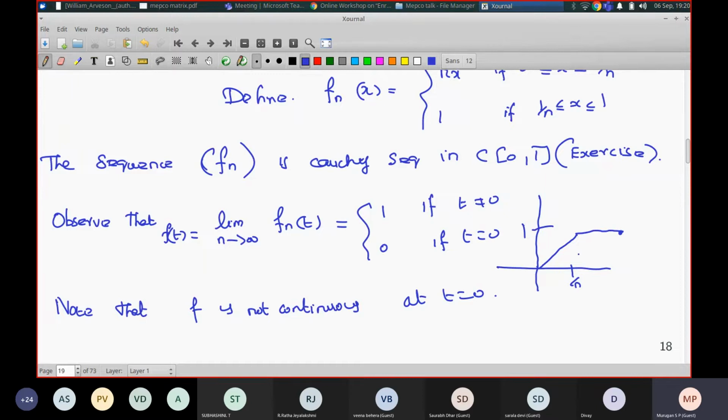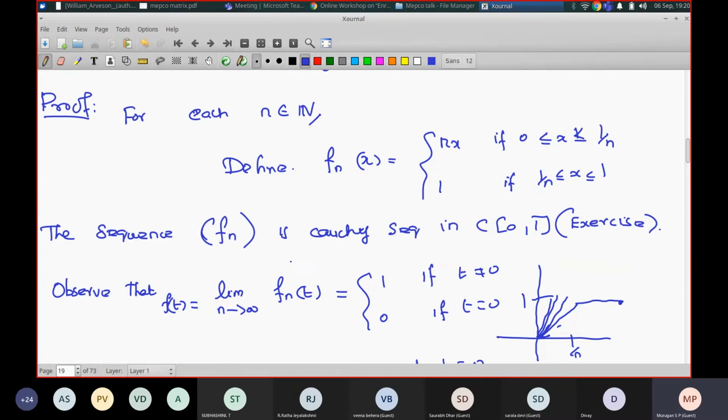If you allow n to be very large, this line is going to coincide with your y-axis. You have to note that also. Maybe you can argue geometrically also, but here it's a direct proof. Observe that f_n is a Cauchy sequence in C[0,1]. It is a simple exercise, you can easily verify.